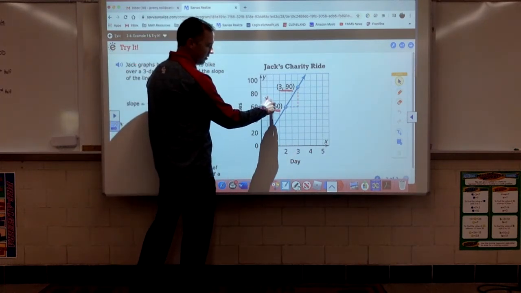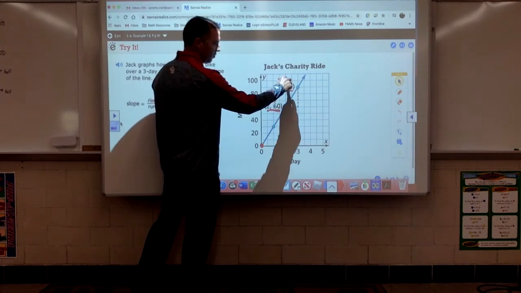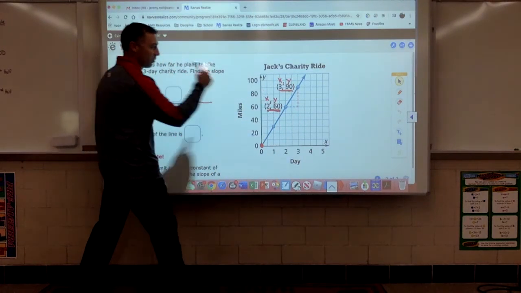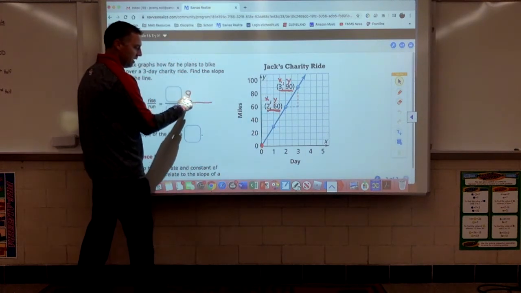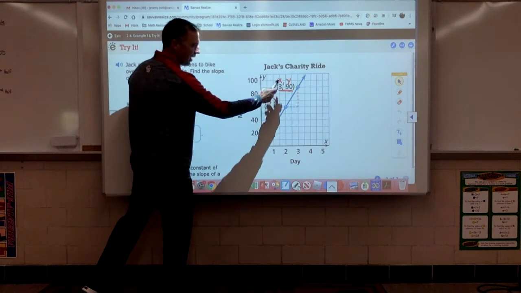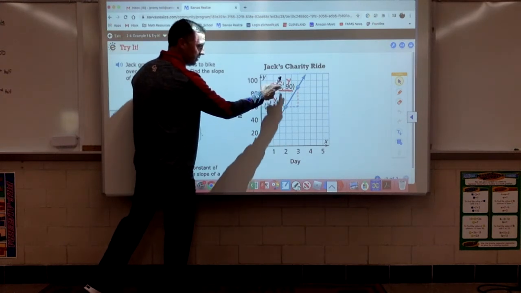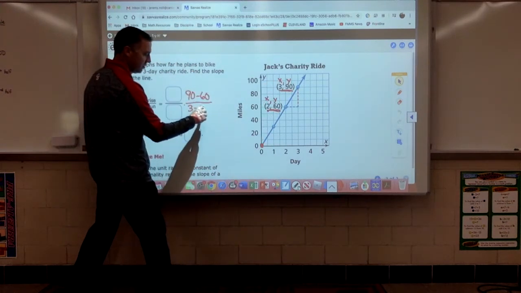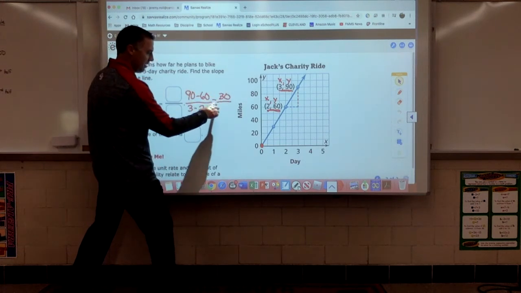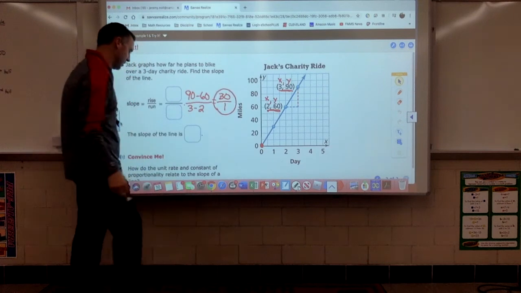Okay. X value, Y value. X value, Y value. We subtract on the top Y values. Start with the bigger one, 90 minus 60. Okay, those are my 2 Y values. On the bottom, start with the same one, 3 minus 2. Well, 90 minus 60 is 30. 3 minus 2 is 1. That looks like my slope, everybody.